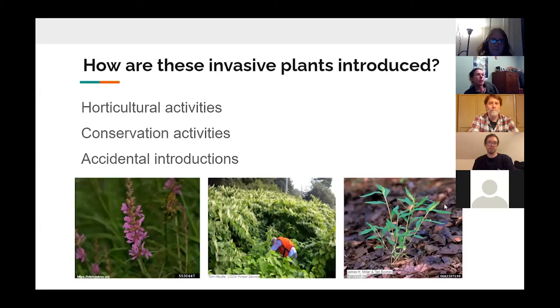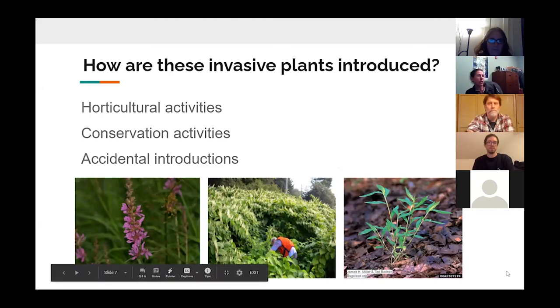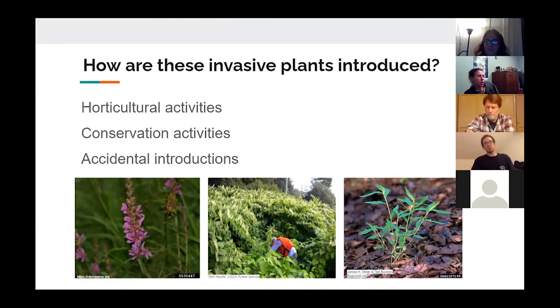Next slide. So these invasive plants are introduced through horticultural activities. For example, purple loosestrife is planted in gardens and other landscapes for its pretty purple flower, as well as for its medicinal qualities. Invasive plants are introduced through conservation activities. For example, Japanese knotweed was used for erosion control and was planted along riverbanks. And invasive plants are also accidentally introduced. One example of this is Japanese stiltgrass, which was used as packing material for porcelain in the 1900s, and that's how it was introduced into the US.